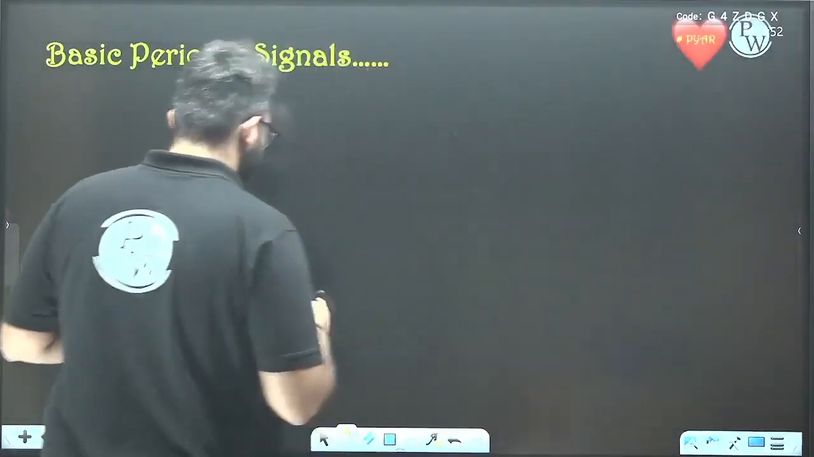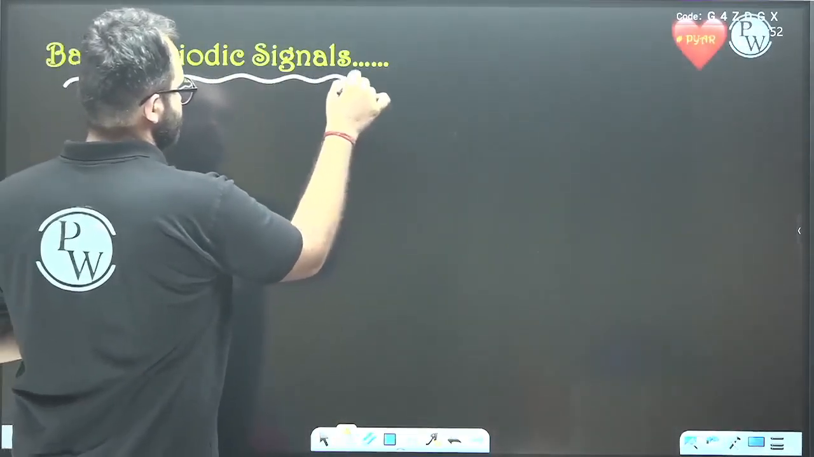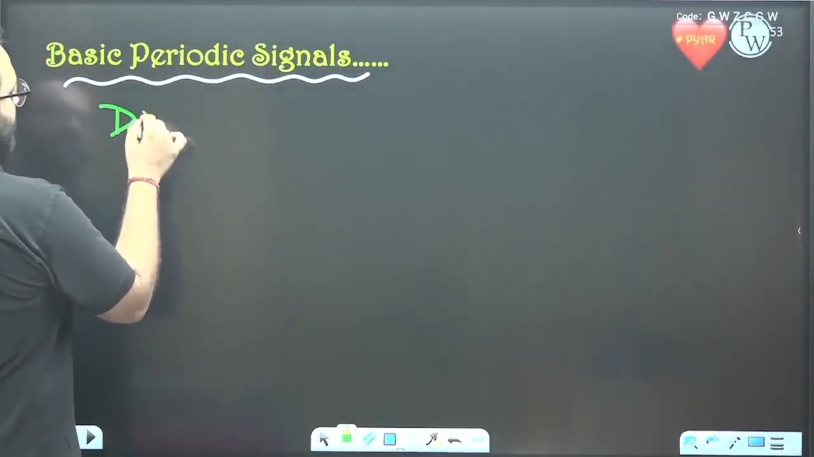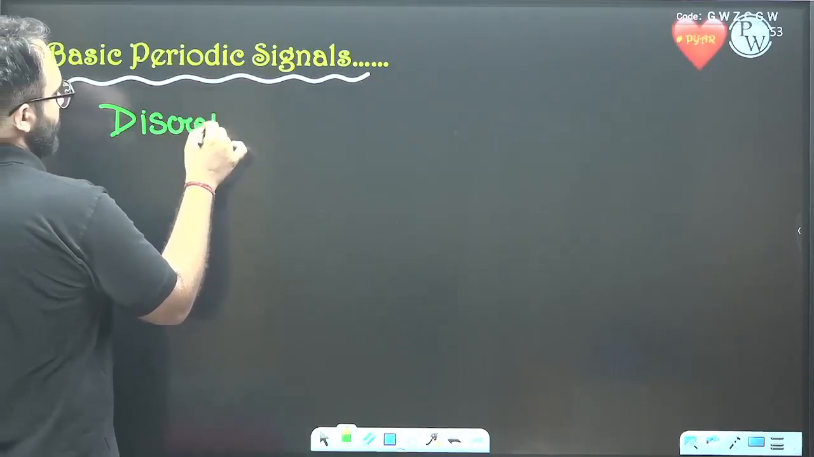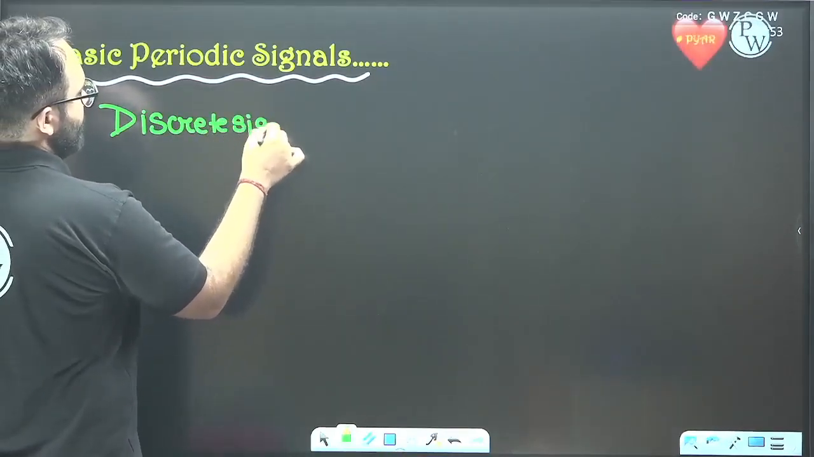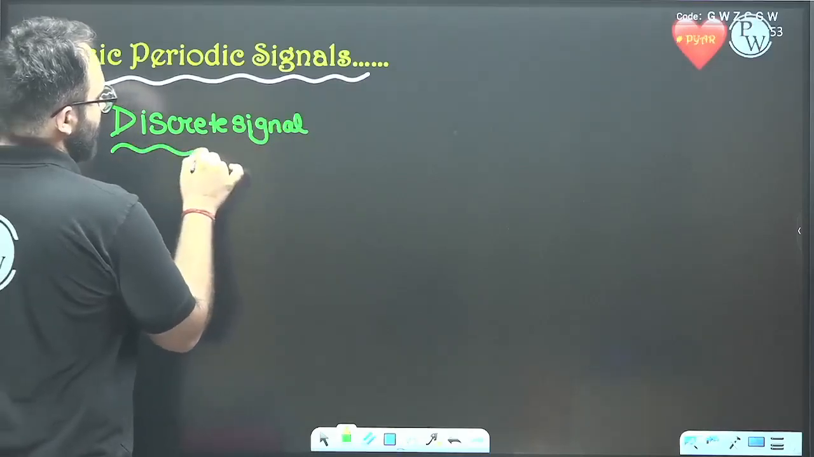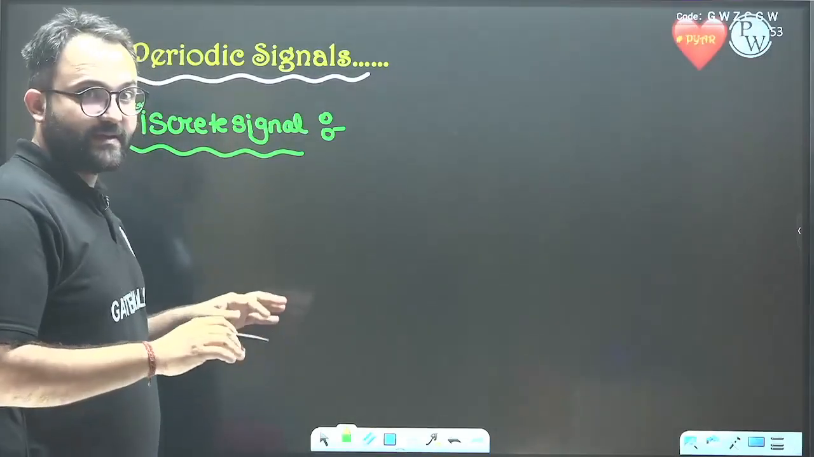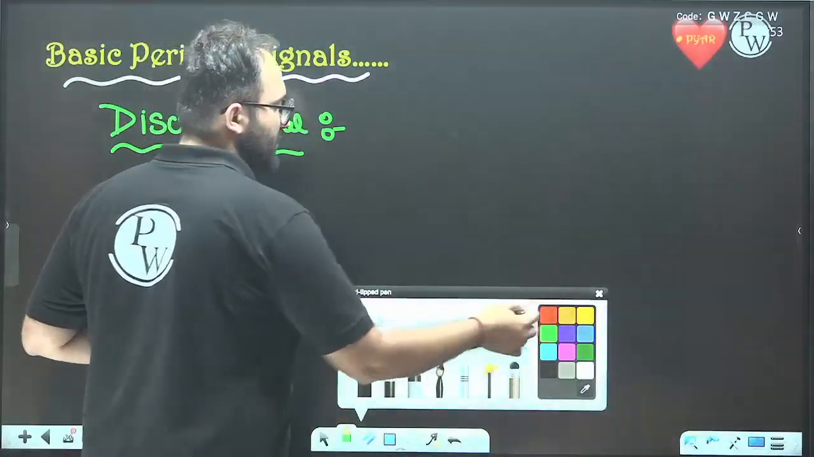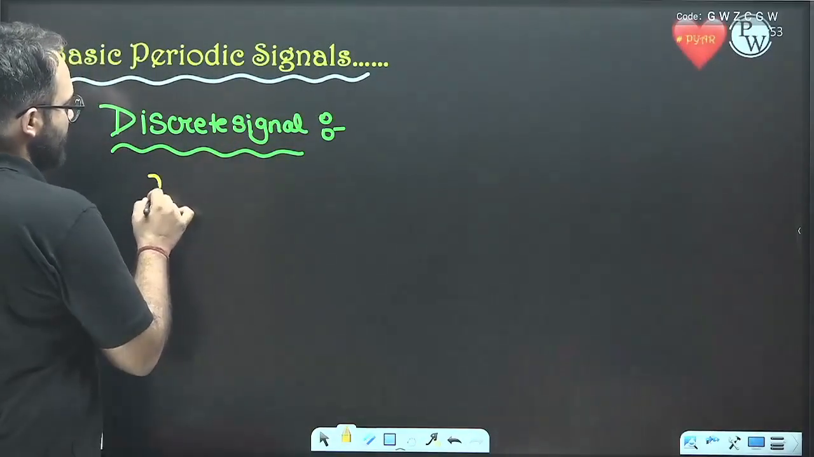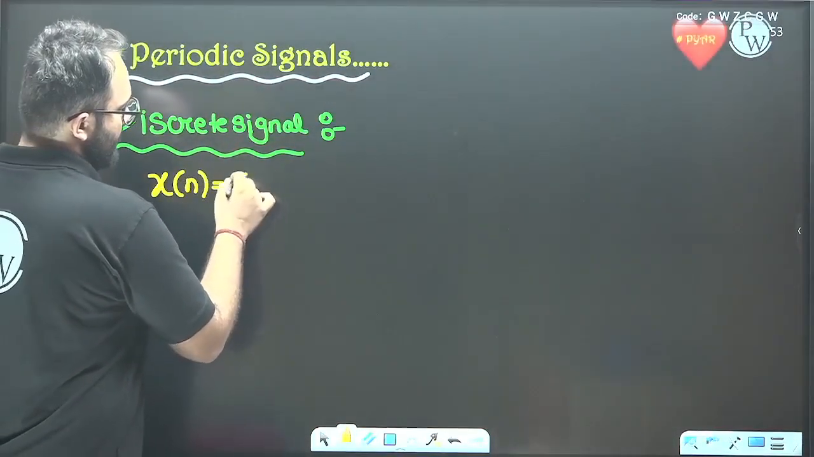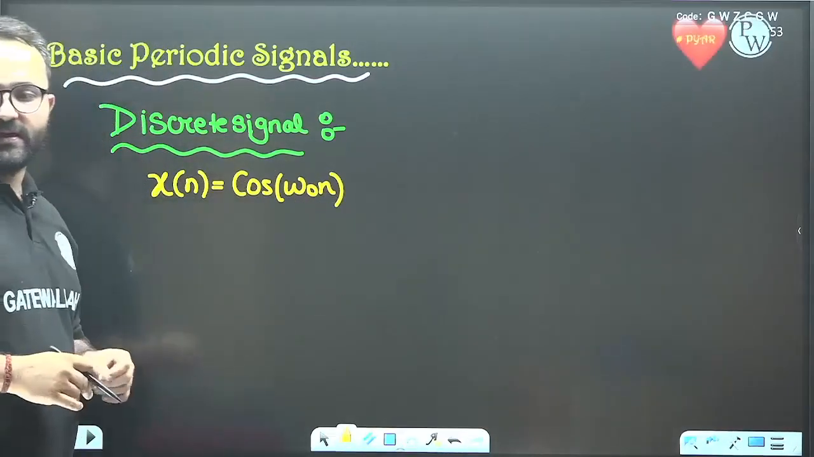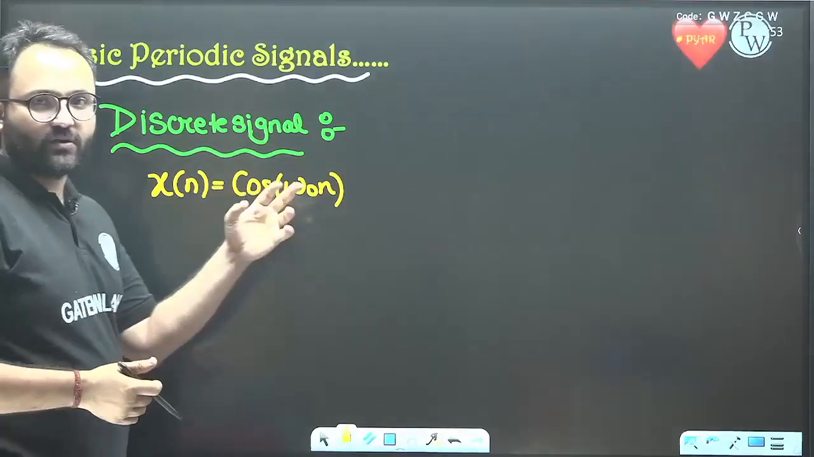Now we talk about the discrete signals. Now here we have a very important condition, as well as let's see the period of it. Okay, so let's take an example and from there we will derive the result. For example, any signal x[n] is equal to cos omega naught n.